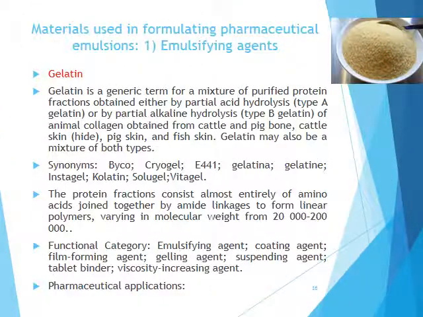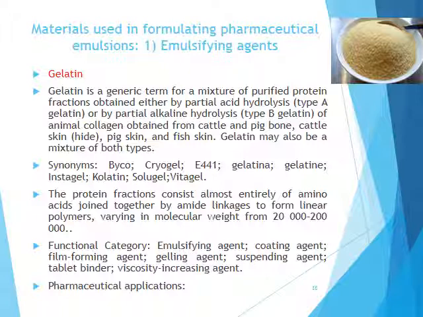The third example related to the emulsifying agents is gelatin. Gelatin is a protein type emulsifying agent. So gelatin is a generic term for a mixture of purified protein fractions obtained either by partial acid hydrolysis, which is type A gelatin, or by partial alkaline hydrolysis, which is type B gelatin.